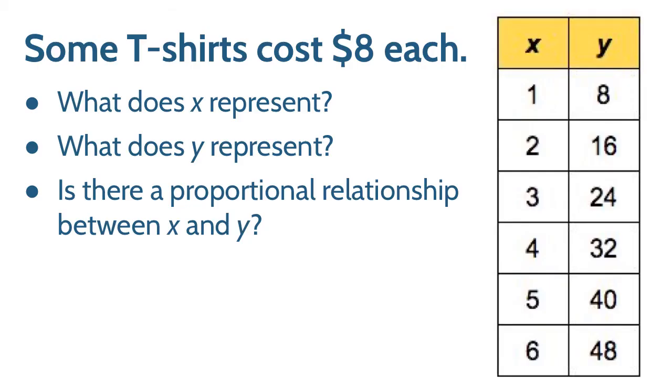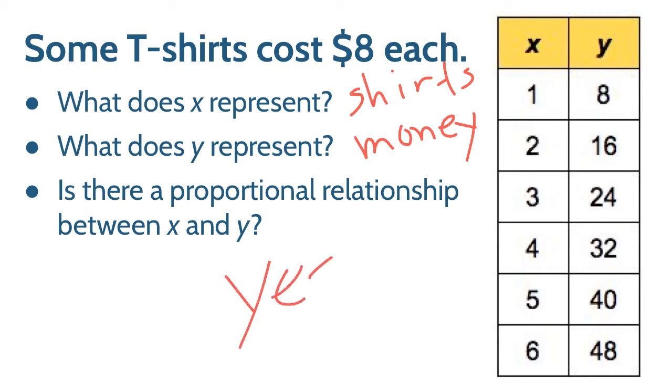Some t-shirts cost $8 each. What does the x represent? What does the y represent? Is there a proportional relationship between x and y? X is the shirts, or number of shirts. Y is the money, or the money earned. And is it proportional? Yes. And I can see that because there's a connection, that the same number exists between here and here, between the x and the y.